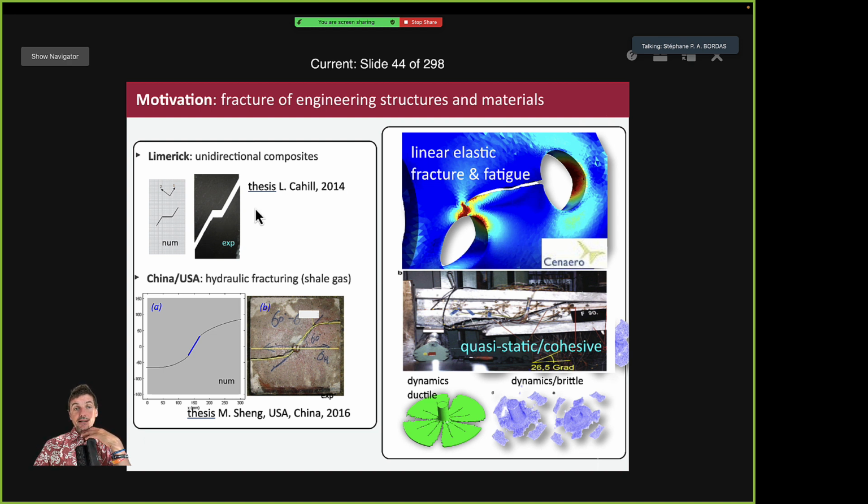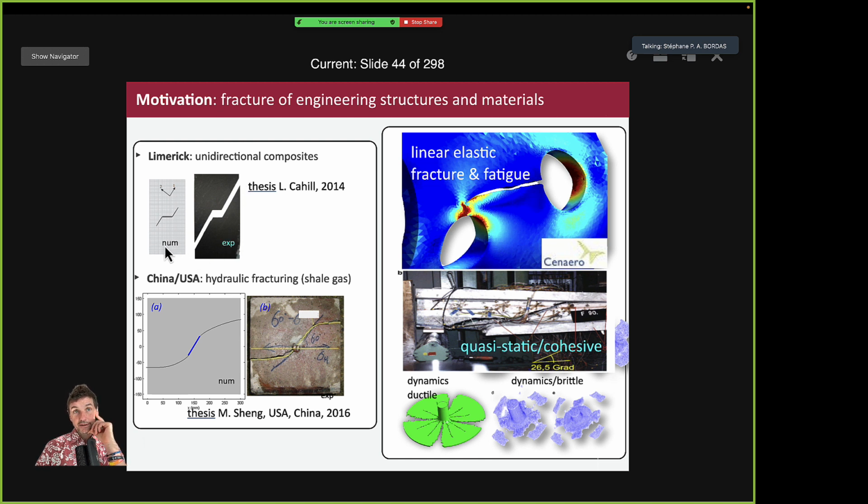Composite materials are materials which will contain cracks. So for example, here we have a unidirectional composite where the fibers are running in this direction parallel to the fracture that you see. And this is the thesis of Lisa Cahill in Limerick, and what we saw is that we were able to replicate with a very, very simple XFEM model, extended finite element model, the direction of the crack in this anisotropic material. So you see the experiment here and the numerics here.